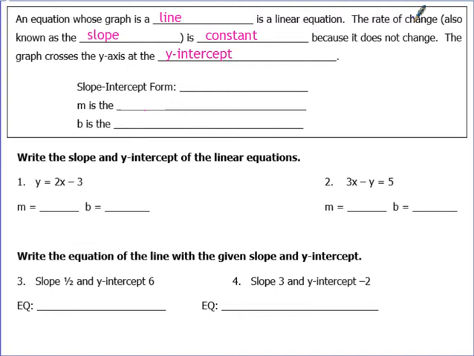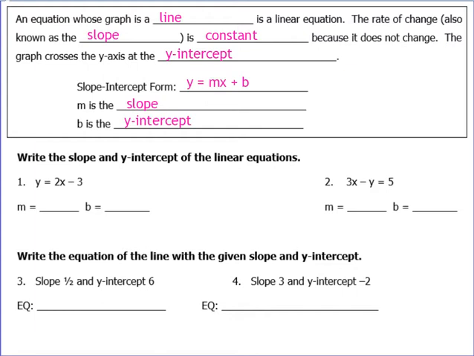The rate of change, or the word you're probably more familiar with, slope, is constant because it does not change. So all that means is the line just keeps going up at the same rate. It doesn't all of a sudden flatten out or become really steep. It's a constant increase, or if it has a negative slope, constant decrease.